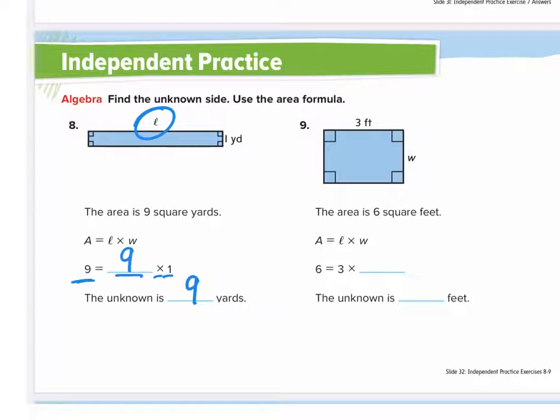The area of this rectangle is 6 square feet. So 3 times what equals 6? And I know 3 plus 3 equals 6, so 3 times 2 equals 6. The unknown is 2 feet.